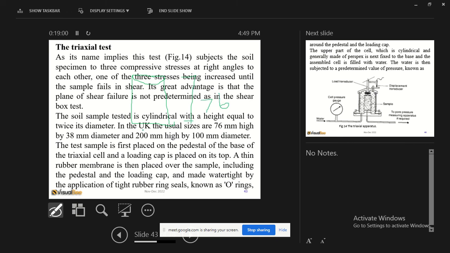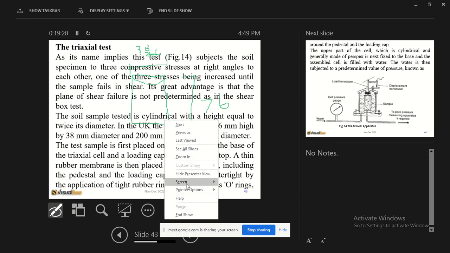Or in some jurisdictions, the ratio is 100 to 200. So this is, sorry, this is 76, that's 38, and that's in one jurisdiction, in the UK, I think. In some other jurisdictions, the height is 200 and the diameter is 100. So that's about the sample.